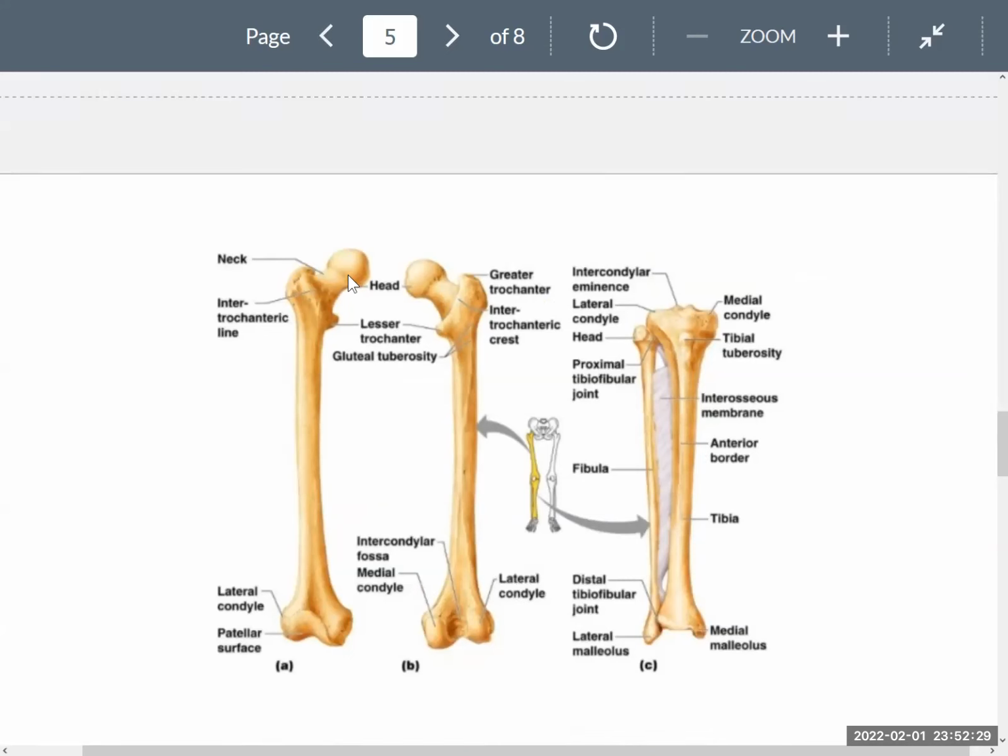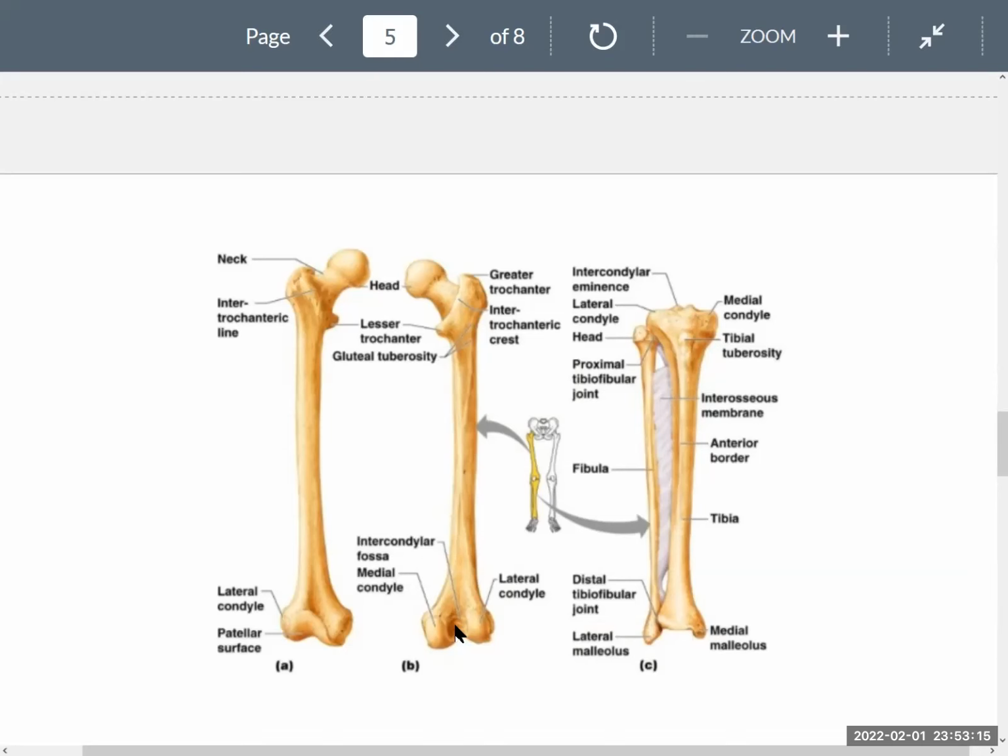Okay. Head, neck, intertrochanteric crest, it was called earlier. Here it's being called line. Don't worry about it. It can be either, but the word intertrochanteric will always be there. Lesser trochanter, greater trochanter. We're not doing the gluteal tuberosity. How do you know? Because if you have that sheet that I showed you just a while ago, it's not on there.